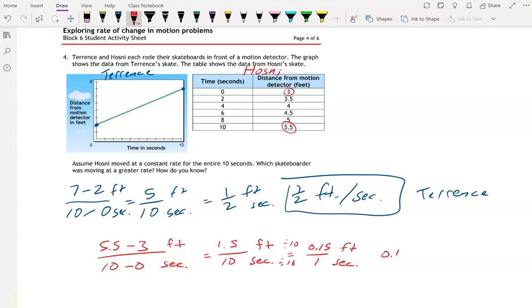So 0.15 feet per second compared to Terrence's 1/2 a foot per second, which is of course the same thing as 0.5. So obviously Terrence is moving at a greater rate of 1/2 foot per second. Okay.